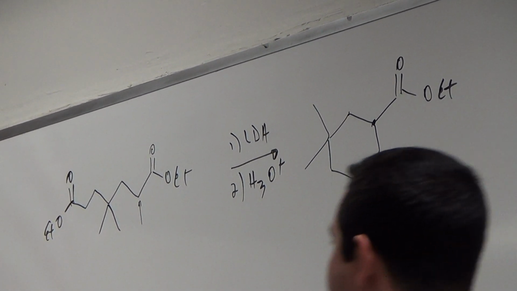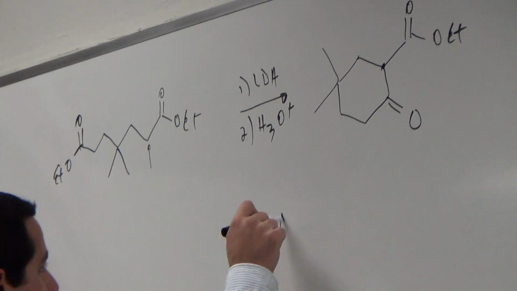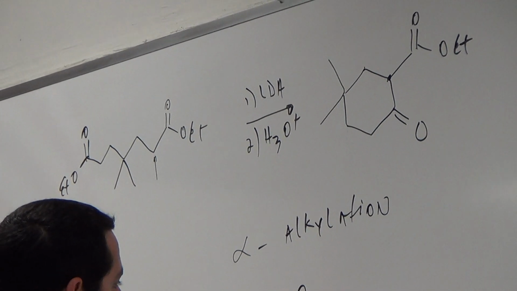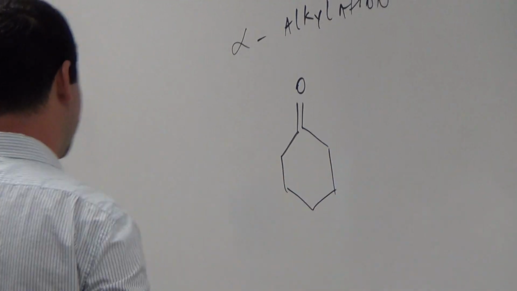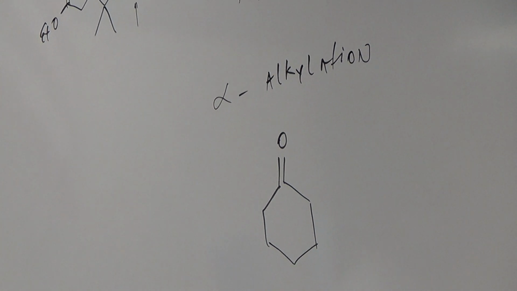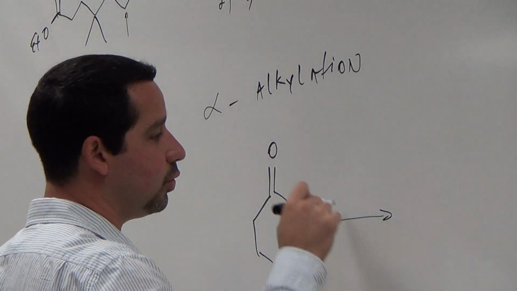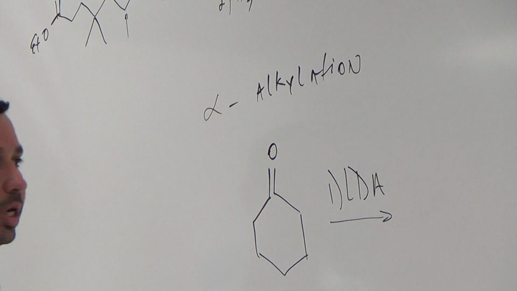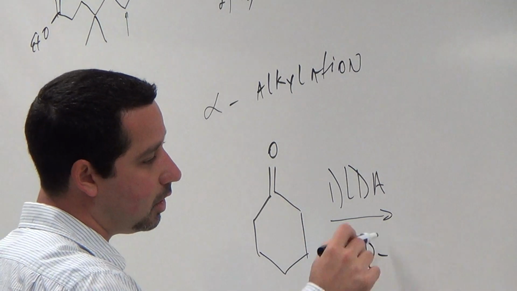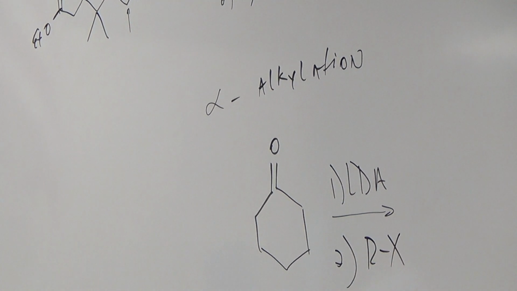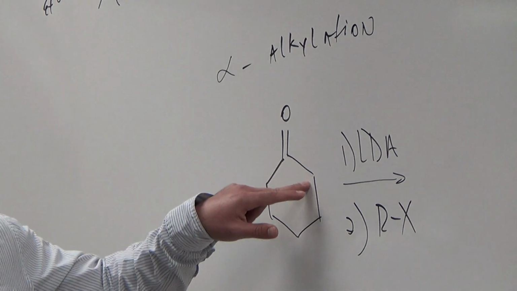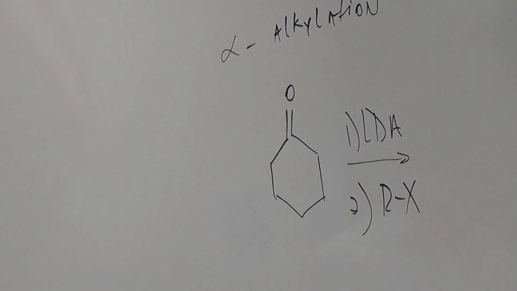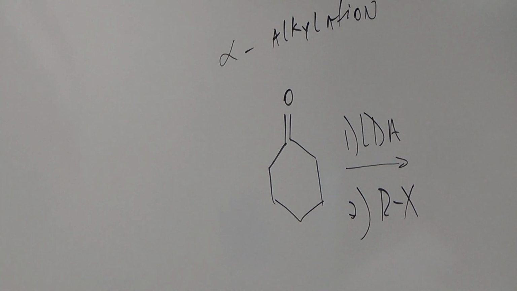Okay, let's do an alpha alkylation. We can have a carbonyl. If we treat this with a base, what is it going to produce? Say this is the base we use. What is it going to produce? Enolate. And then if I add an alkyl halide, this negatively charged species here, the enolate, is going to attack what? The alkyl halide.